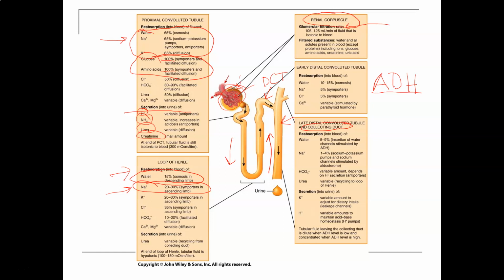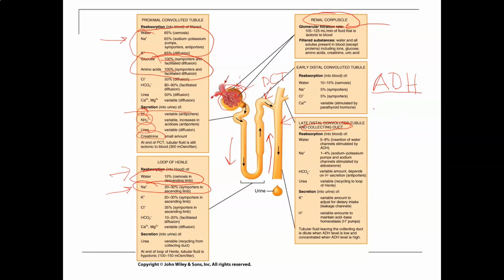So you can increase the amount of water you reabsorb in your distal convoluted tubule and collecting duct by using the hormone ADH. If you drink a whole bunch of water and you don't need to reabsorb any additional water, then you decrease your ADH production and thus reabsorb less water in these two segments. Thus you make a bigger volume of a more dilute urine.